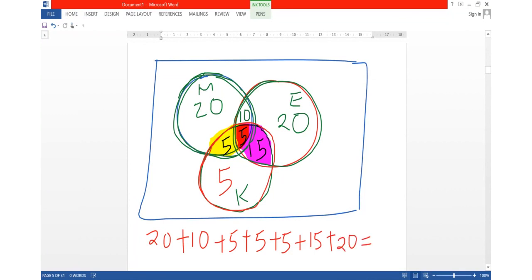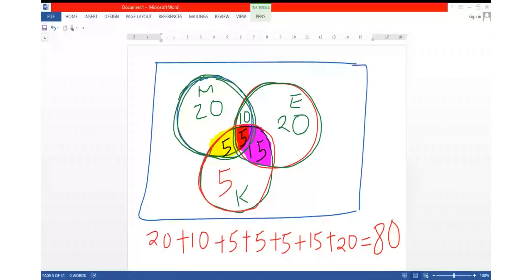Let me confirm: 20 plus 10 plus 10 is 15 plus 20. I'm getting what? Confirm the number. Is it 80? When you add up all the numbers, let me confirm, 20 plus 10 plus 10 plus 20. Yes, I'm getting 80 when you add all those numbers that we have included. Oh yes, at least someone has confirmed for me.